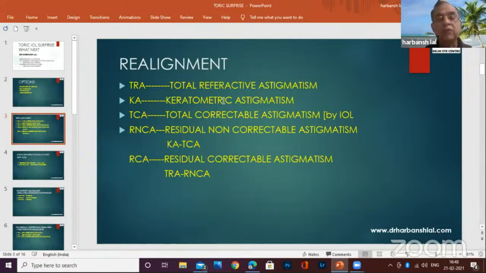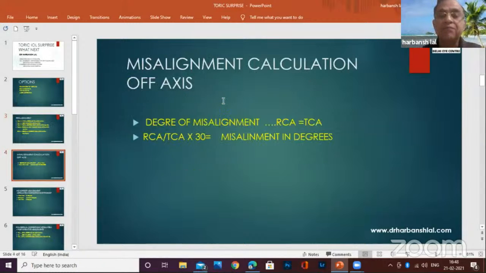And at the same time, we would like to know the residual correctable astigmatism. That means if the IOL was in ideal position, how much it would correct and how much it is correcting. So we need to analyze these data before we can plan for realignment. We always align the axis, so misalignment is what we assess, and the correction is the byproduct of that. So we need to know how much the misalignment is. As we know, if the misalignment was 30 degrees, the residual correctable astigmatism will be the total correctable astigmatism. That means if the IOL is 30 degrees off axis, there will be no effect of the IOL on the corneal plane.